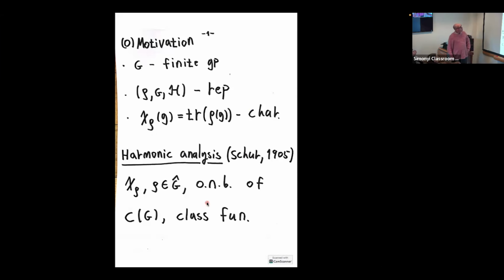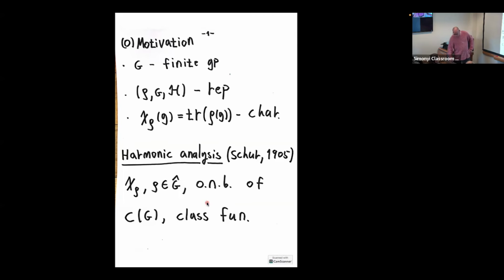I'll start with motivation. So you have a finite group. Suppose you have a representation of it on a finite dimensional complex vector space, this calligraphic H. You can take the trace of the various operators coming from G, so you have the operator rho(g) for every g. Take the trace, you get this character function, and Schur explains that if you start with an irreducible representation, with no invariant subspace, then you get this irreducible character, and they form an orthonormal basis for the space of class functions, invariant to conjugation on G.